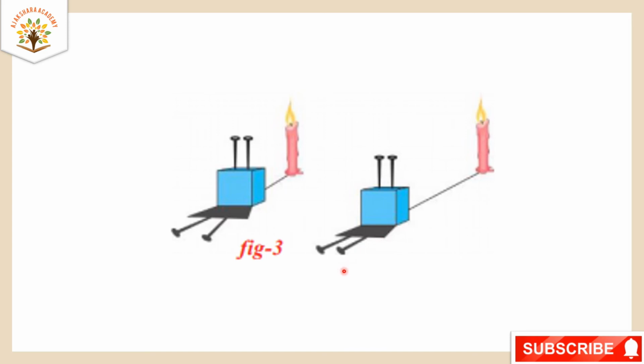So when the source is at infinity, or the object is placed at infinity, we take the sun. The rays coming from the sun are parallel rays. So we take sun rays as the example of a parallel beam of light. Here also, when the source is very far from the object, the shadows are parallel to each other.